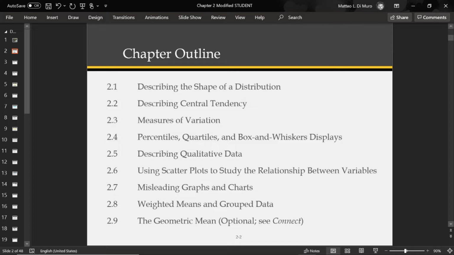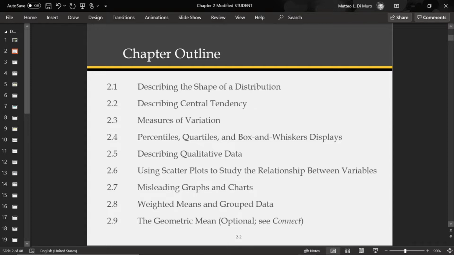So what are we doing in this chapter? Well, there are a lot of topics in this chapter. This is going to be sort of a big video. None of the topics in and of themselves are ginormous, but there are a lot of them. So you can see from 2.1 to 2.9, these are the things we're going to cover. 2.9 is optional, so I'm not really going to cover it. It's not going to show up on any tests or anything like that.